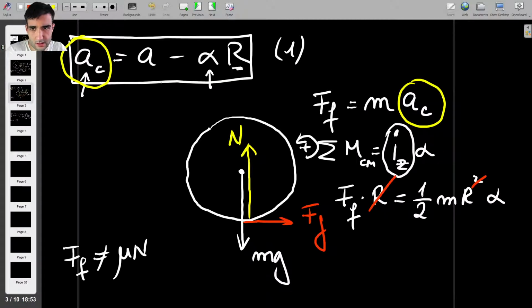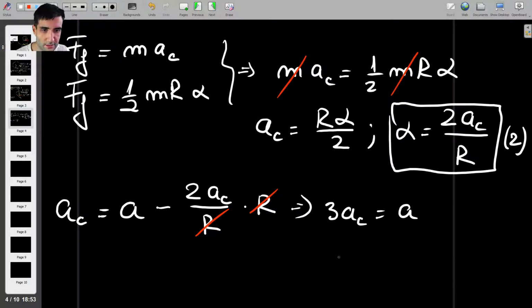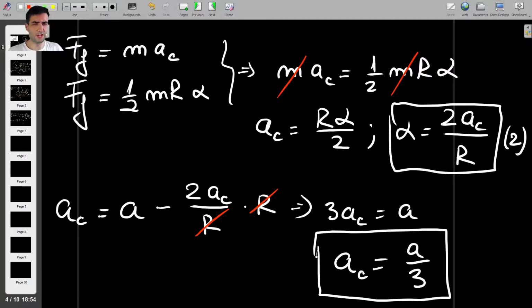And then we have the r that we multiply here. And then we can cancel out the r. So as you can see, r is not actually part of the problem anymore. And then we can rearrange and we get 3a_c is equal to a. Therefore, the acceleration of the center of mass of the cylinder is a over 3, a third of the acceleration of the truck, which actually means that the truck moves 3 times faster than the center of mass of the cylinder. So let's see how that helps us to find the distance traveled by the truck.